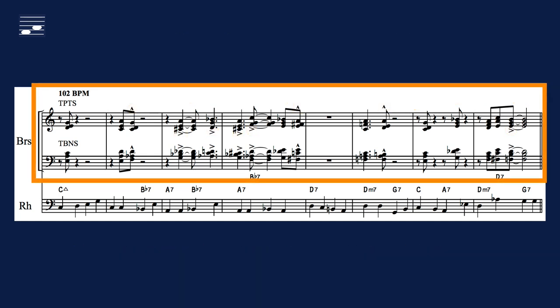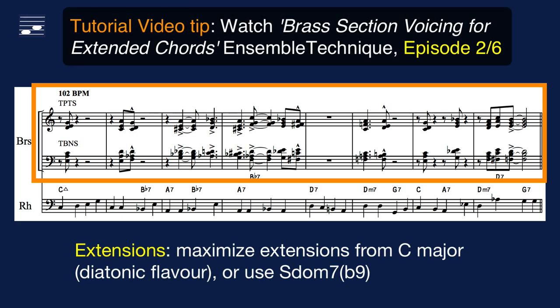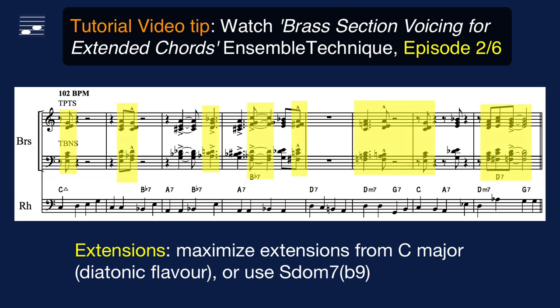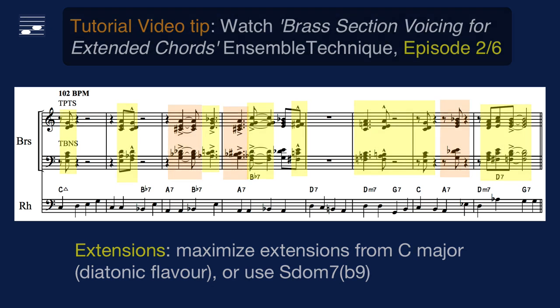We must distribute parts from extended chords over the three trumpets and three trombones. In example 1, we pick chord extensions that will maximize the C major tonal flavor, see the yellow markings. For non-diatonic dominant chords, shown in orange, we apply the flat 9 extension.